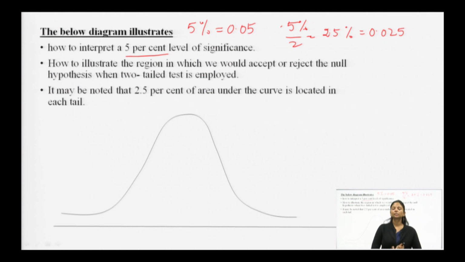Therefore, when we are talking about a two-tailed test, it is 0.025 on one side and 0.025 on the other side, whereas when we are talking about a one-tailed test, the whole of the 5% has to lie on one side, either on the left side or the right side. But here we are talking about a two-tailed test.